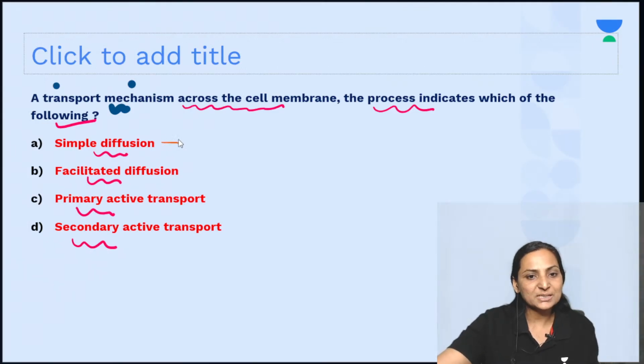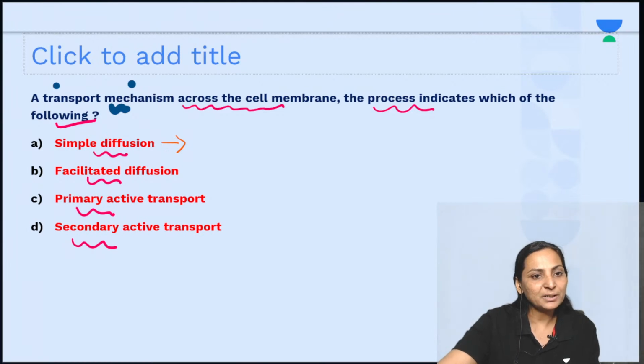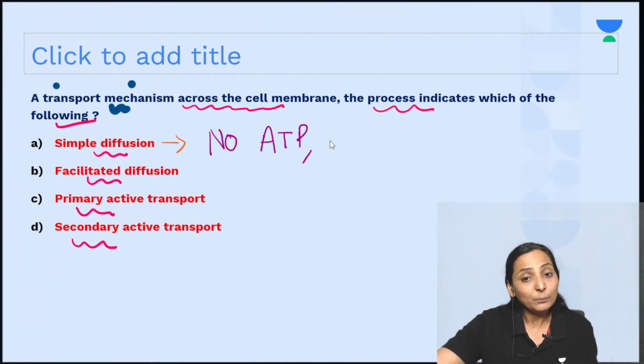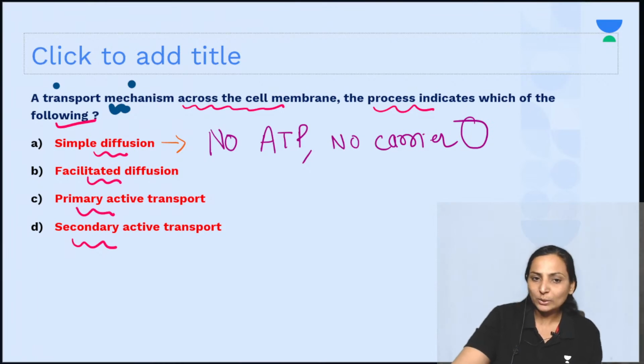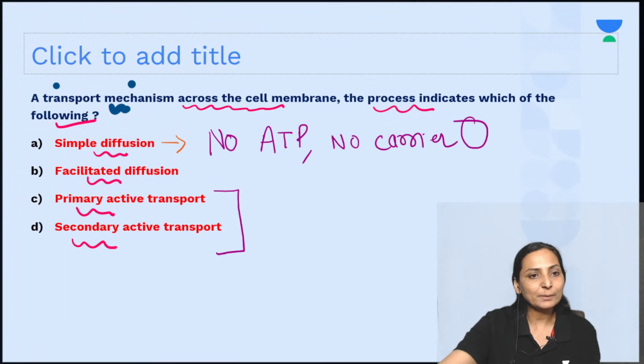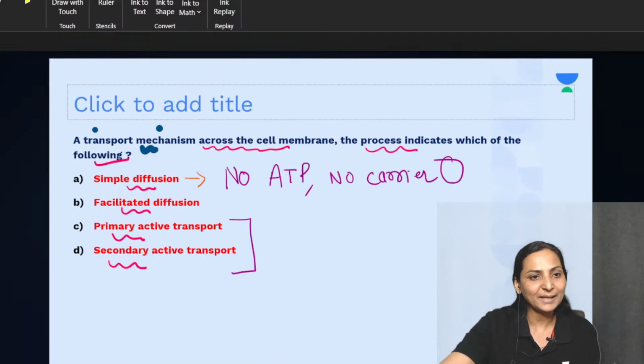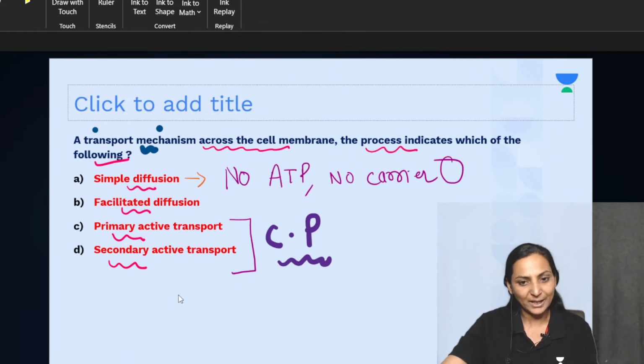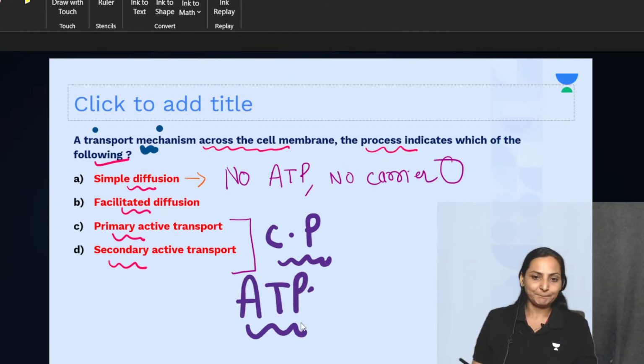So let's look at the options. What occurs with simple diffusion? Definitely with simple diffusion, we know that we don't require ATP. A very, very important thing is that there is no use of any carrier protein, right? So it is not only no ATP but no carrier protein. As far as your primary and your secondary active transport mechanisms are concerned, you will see that they use a carrier protein, but they are also going to use ATP. So there will be a carrier protein and there will be ATP. So that is going to be our primary or secondary active transport mechanism.